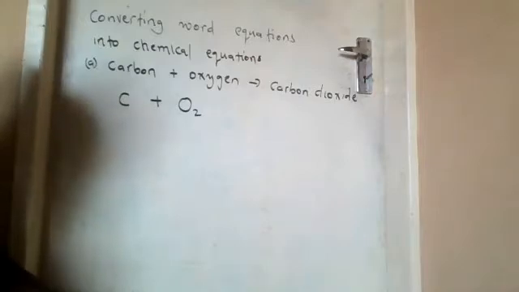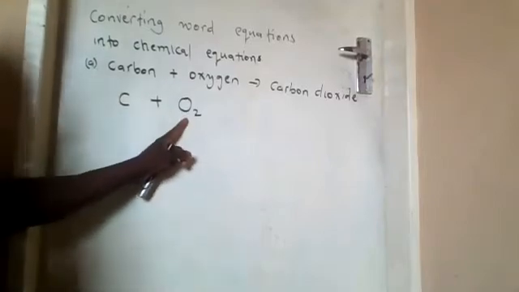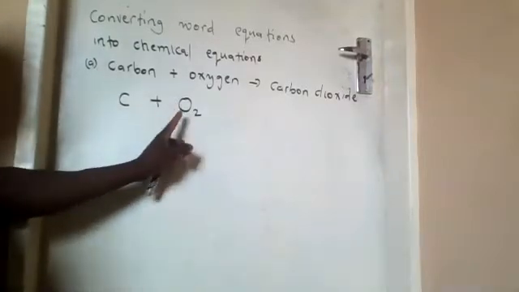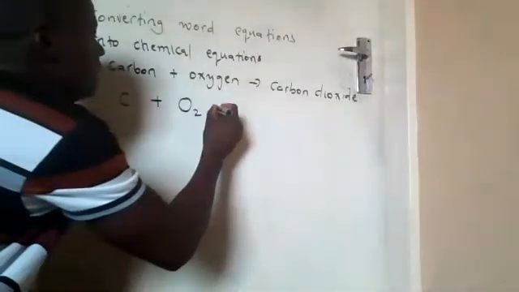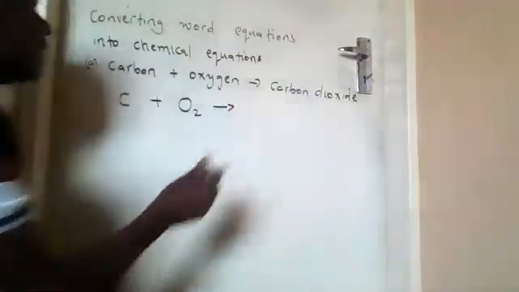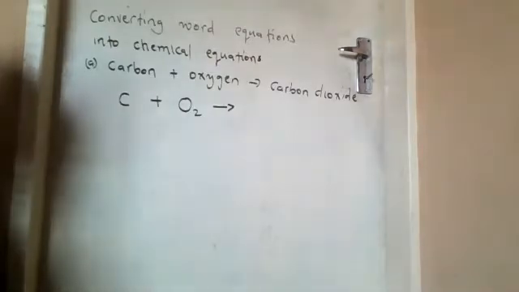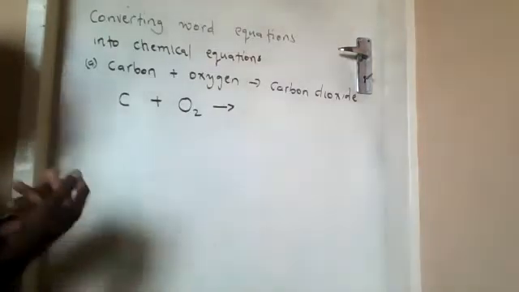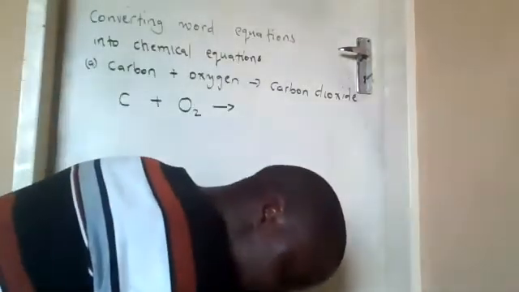Okay, so oxygen is a diatomic element. That means when you're writing it, you have to put a 2. Now, what are we forming? We are told that what we are forming is carbon dioxide. But we know that carbon dioxide is CO2. But how is that arrived at? How is carbon dioxide written as CO2?